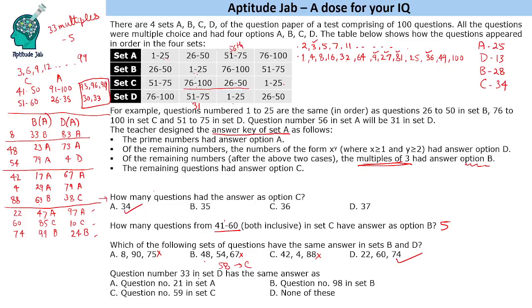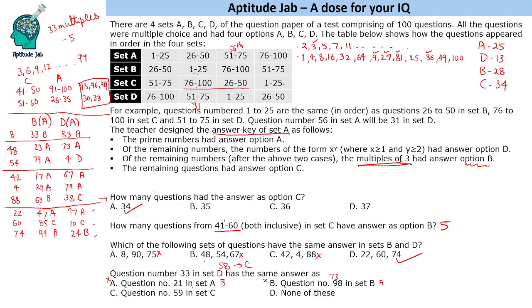Okay, so we have to find which of these questions have answer as option C. Question number 21 in set A. Question number 21 means that it is a multiple of 3. So it has B. So that is not the correct one. Question number 98 in set B. 98 means this is 75 is 100, 98 will be 73. 73 is a prime number, right? So it is answer option A. So that is also incorrect.